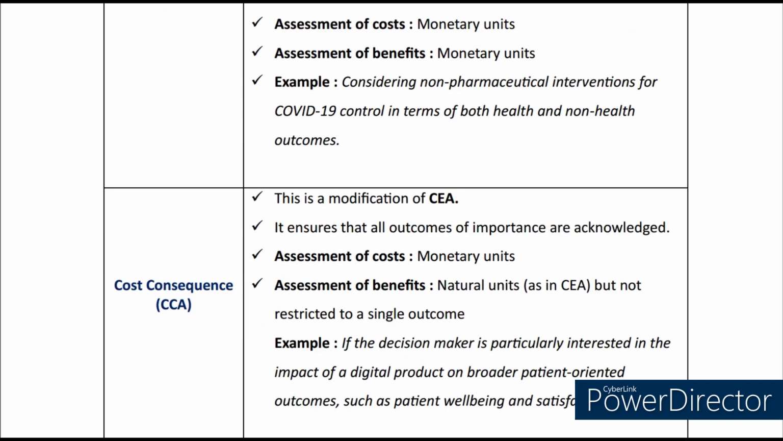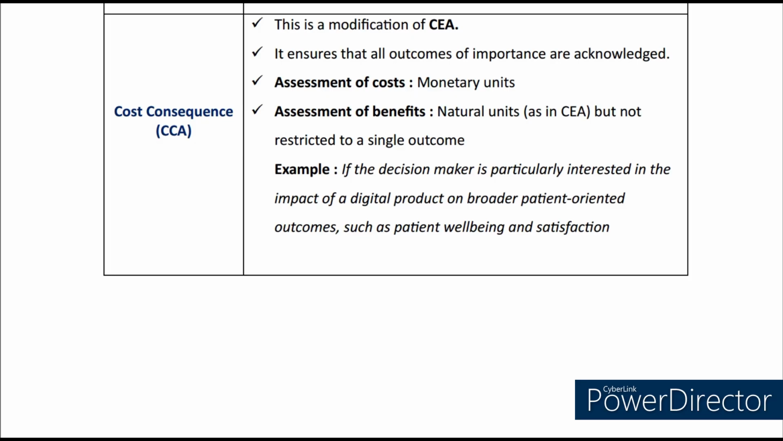Now coming to the last economic evaluation, that is the cost consequence analysis. So this is a modification of cost effective analysis. It ensures that all outcomes of importance are acknowledged. So the unit for assessment of cost is a monetary unit, and the unit for assessment of benefit is the natural unit, similar to that of cost effective analysis, but it is not restricted to a single outcome.